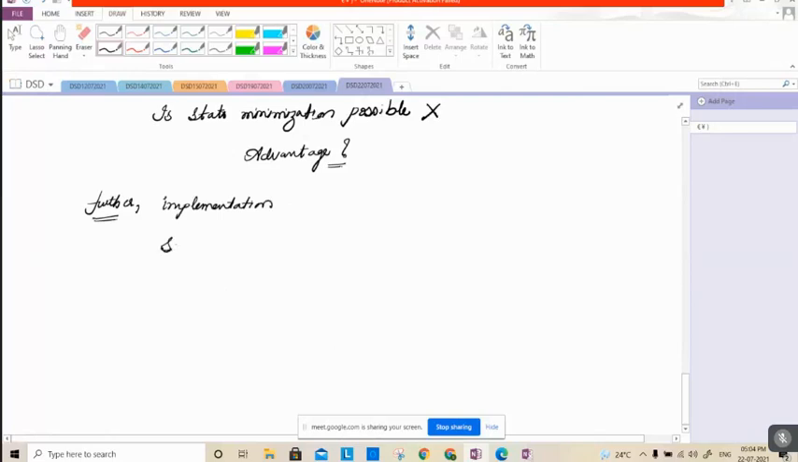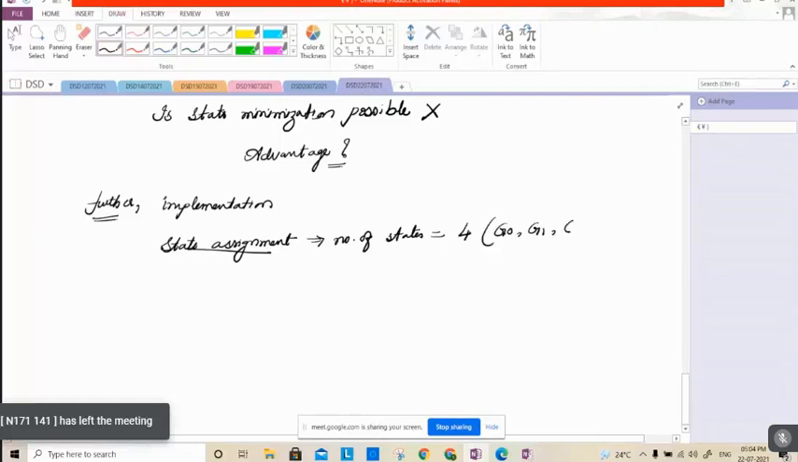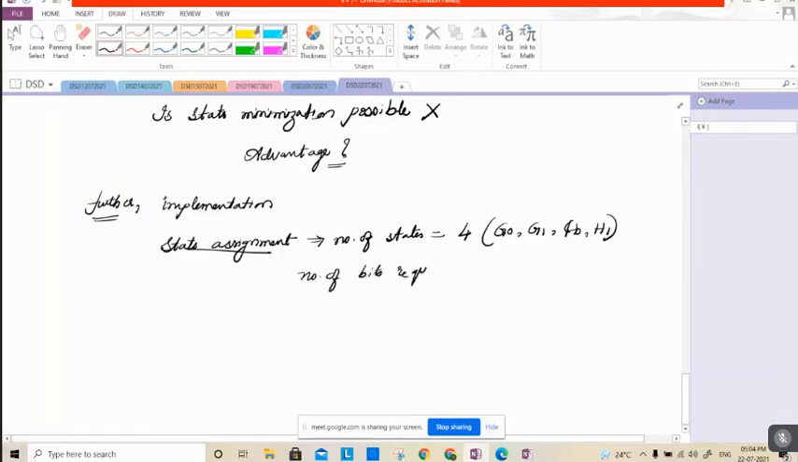First of all, we need to go for state assignment. So how many states are there? Four. What are they? G0, G1, H0 and H1. How many bits are required whenever there are 4 states? 2 bits. So the number of bits required is 2.